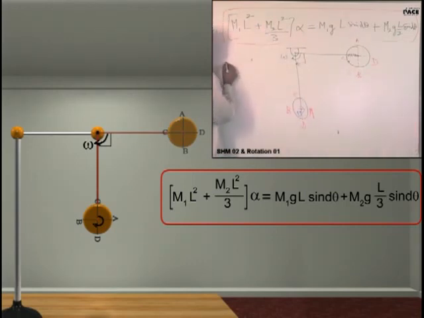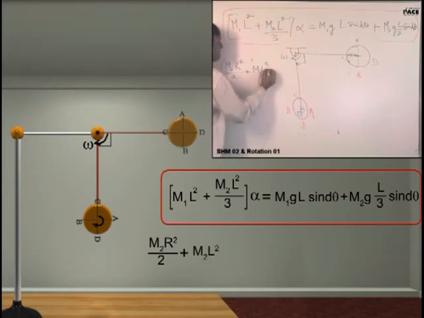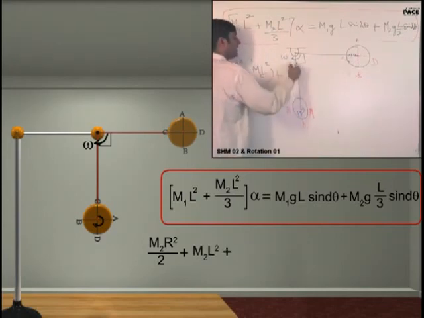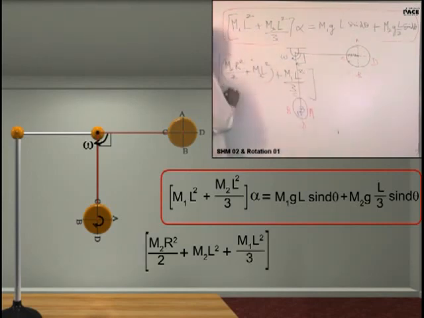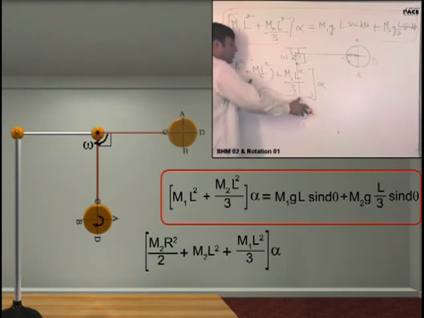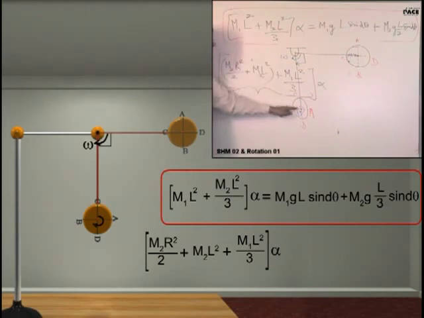So I'll say MR square by 2 plus ML square. This is for the disc. Plus for the rod, it will be ML square by 3. This will be I. Now in the second case, net torque is equal to I alpha. I will be this. For the disc, we will take the moment of inertia about its own axis because there is rotation about its own axis, plus the point mass term ML square, parallel axis theorem. In the first case, we were avoiding the rotation about its own axis. Please understand the difference.